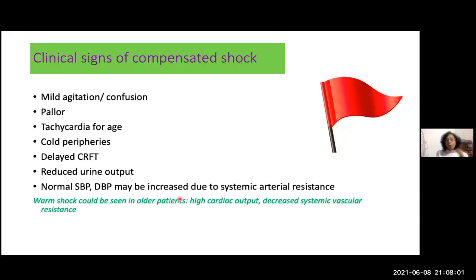Warm shock is rare to find in children, where you see a high cardiac output and flash capillary refill, with peripheral vasodilatation. That is not very important in this presentation. However, it's important to recognize early features of shock in an ill febrile child.